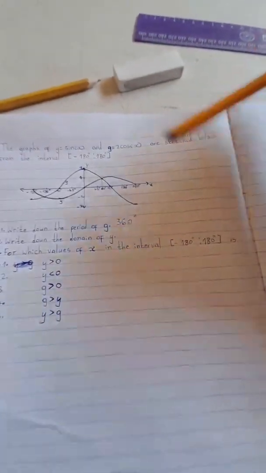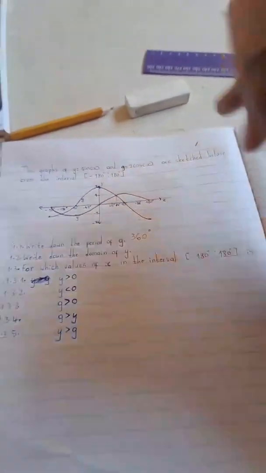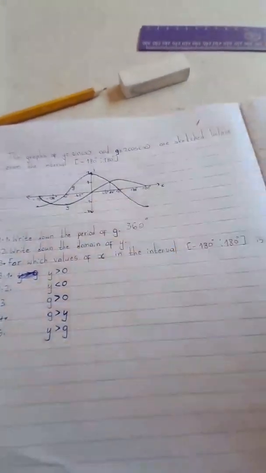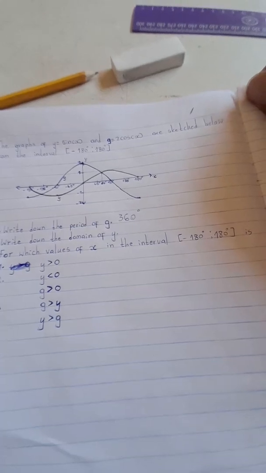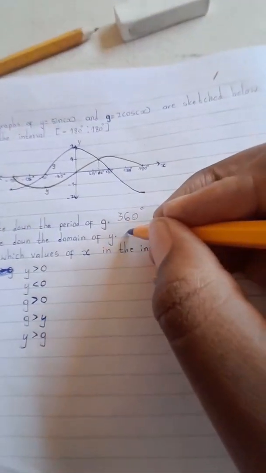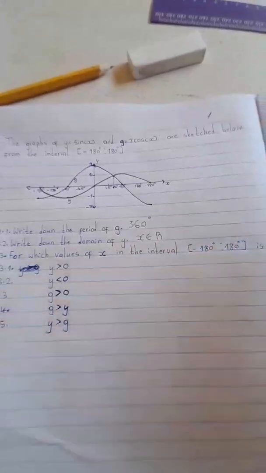And 1.2 says write down the domain of y. Like I told you in functions, the domain is all the possible x values of a function, and for the domain of y, you can see that x can be any number. X can be an element of the real numbers.